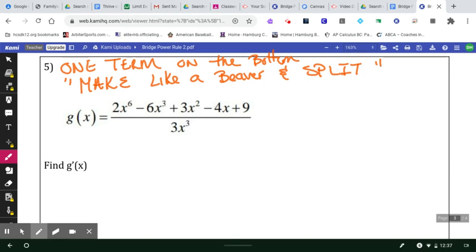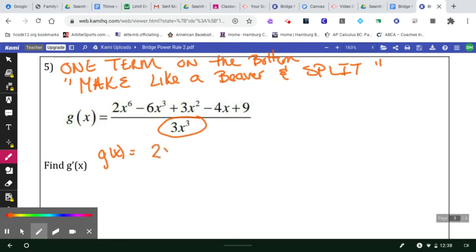What we want to do is split every single term up, and we have to divide each of them by 3x cubed. This usually entails quite a bit of writing because we have to keep things really nice and neat. So I am going to rewrite g of x. I'll write it out the long way, but I would hope that you can divide in your head. So I'm taking each one and dividing it by the denominator of 3x cubed.